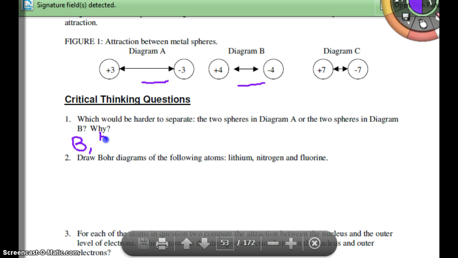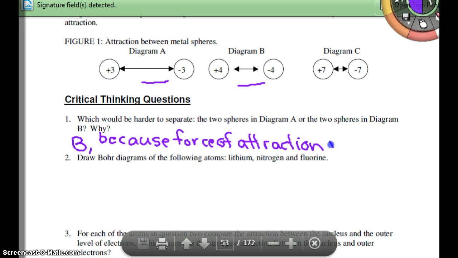So we'll say because the force of attraction is greater due to the higher charge difference, and that's why the force of attraction is greater.